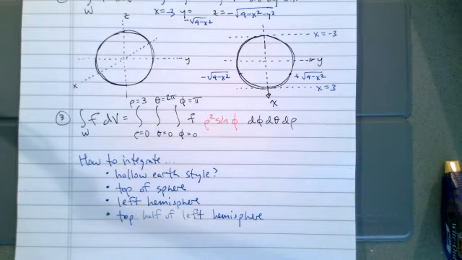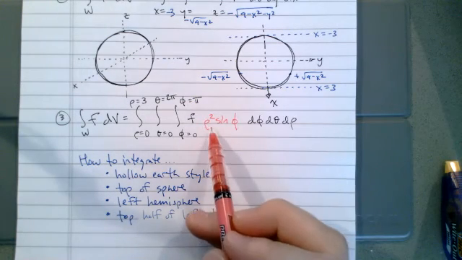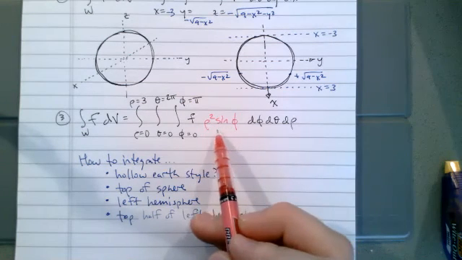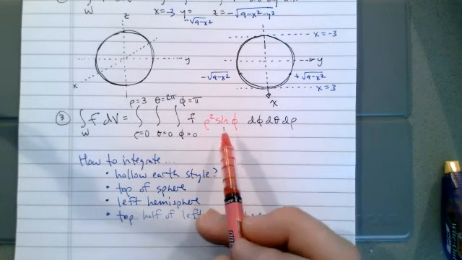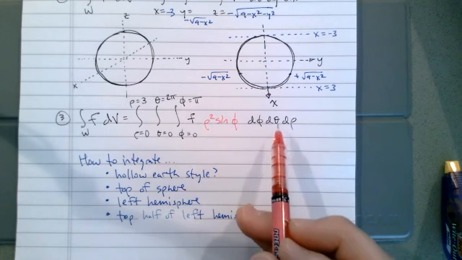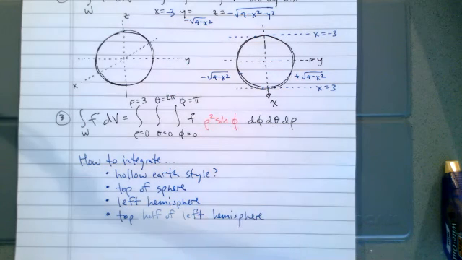And remember, when we actually get down to integrating the function, we have to include this extra rho squared sine phi. We need the rho to turn d phi into a length, and rho sine phi turns d theta into a length.